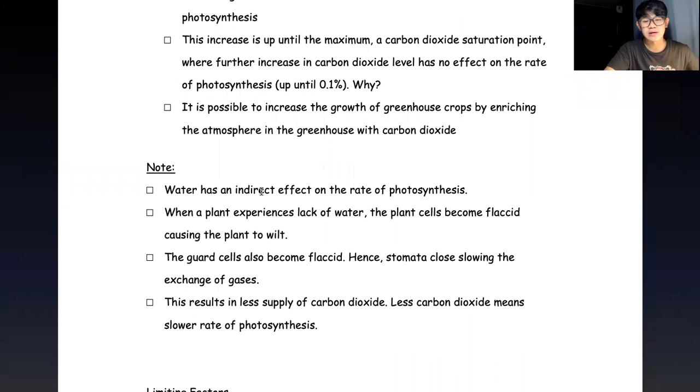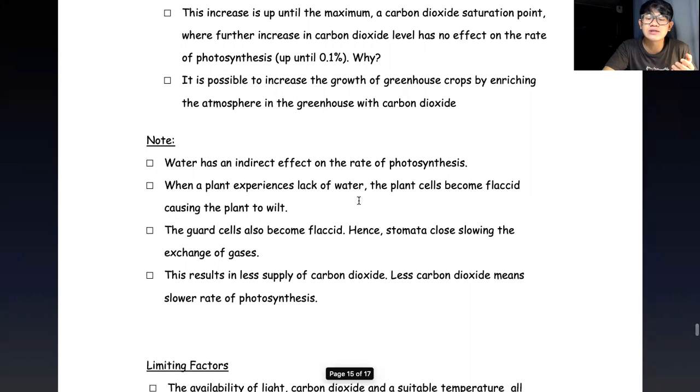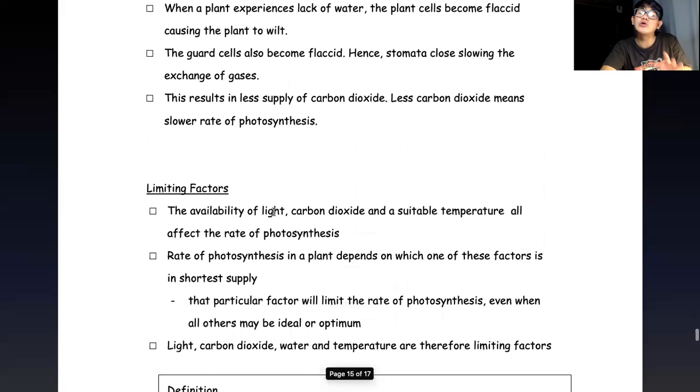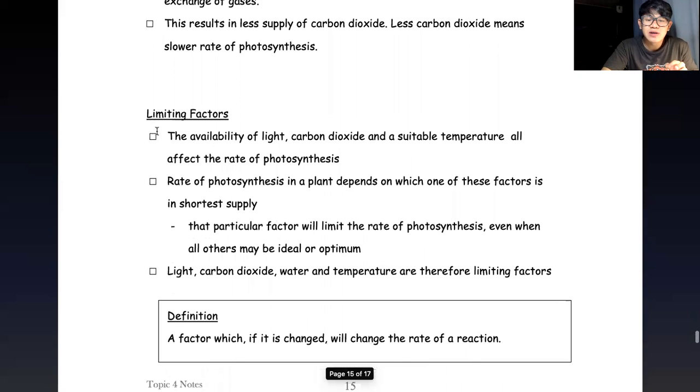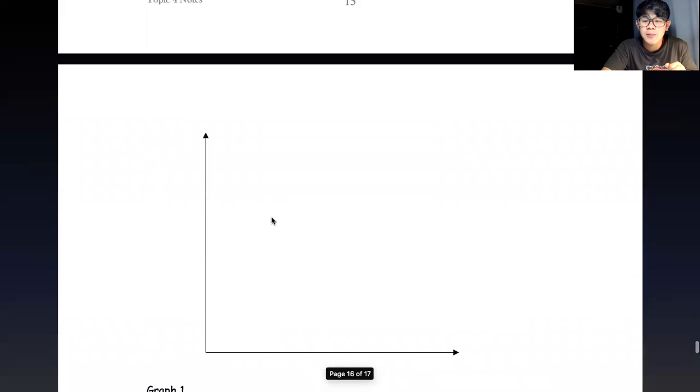Water also has an effect, but not as much, simply because it's already there. We also know that plants directly absorb the water, and it's very hard to investigate because plants also respire, which releases water. So it's very hard to know where the water actually came from. But we know that it's there and it's needed. And we've also discussed limiting factors as well.